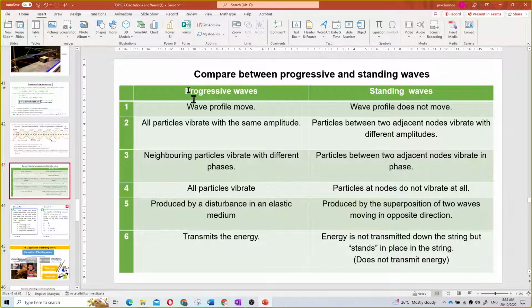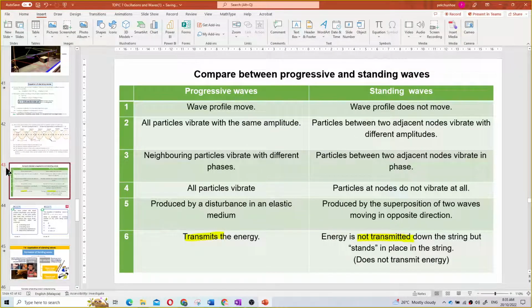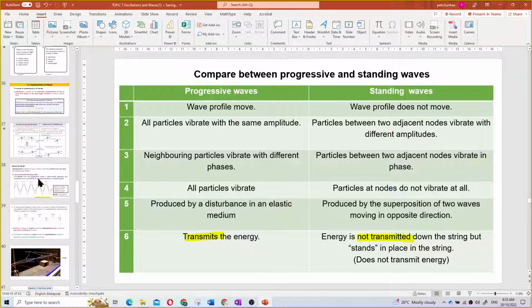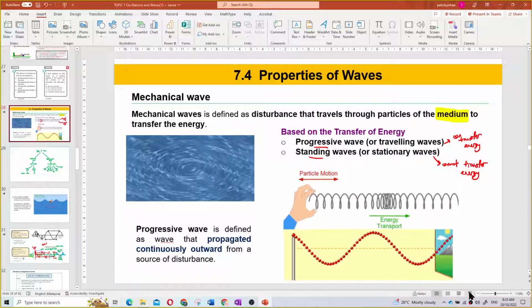See these terms here? I actually teach the thing first. A progressive wave transmits energy. This one is not transmitted; the energy is not transmitted, but stands in place. It does not transmit energy. See that? Okay, we will come to that later on, not now. Go back to our slide.